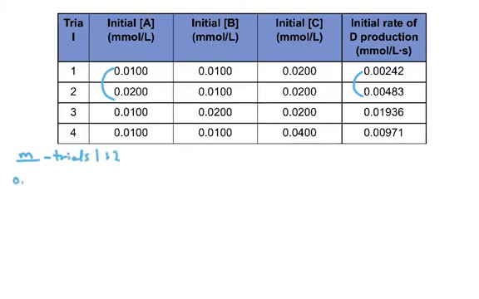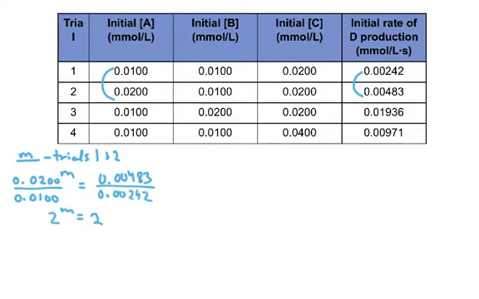Big number on top as always, 0.0200 divided by 0.0100 raised to the m gives us 0.00483 divided by 0.00242. Let's crunch some numbers. So this is just 2 raised to the m gives us 2. Therefore, m is equal to 1.